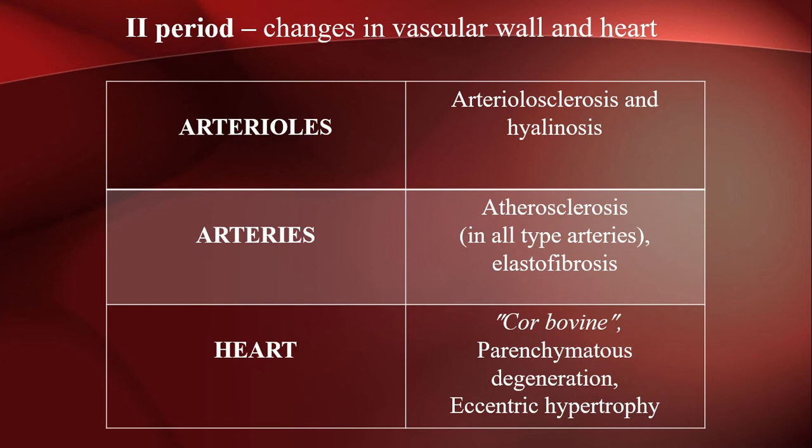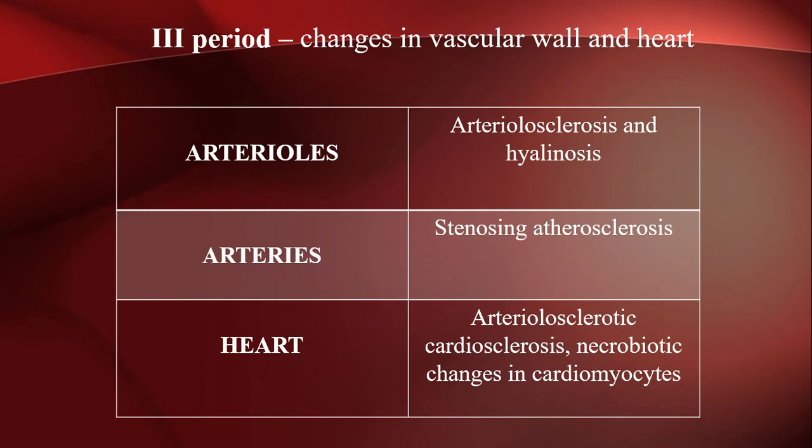Remember that hyalinosis of the arterioles is the morphological marker of hypertension. In the arteries, we can find atherosclerosis in all types of arteries and elastofibrosis, but in the heart the changes become deeper, with brown atrophy and parenchymatous degeneration, and here eccentric hypertrophy develops. In the clinics they are related to the decompensation phase.